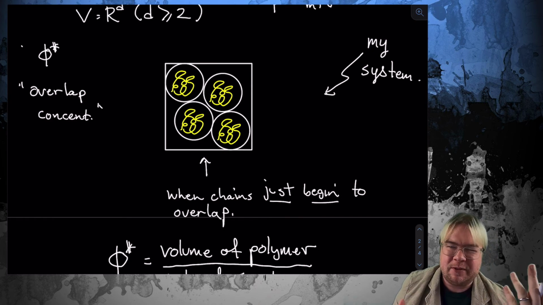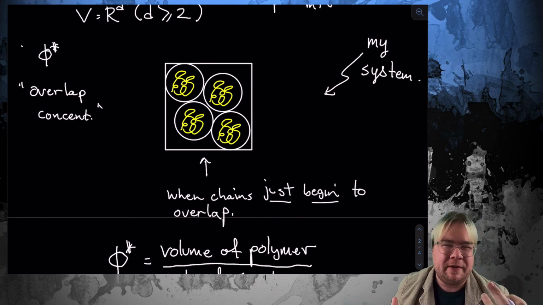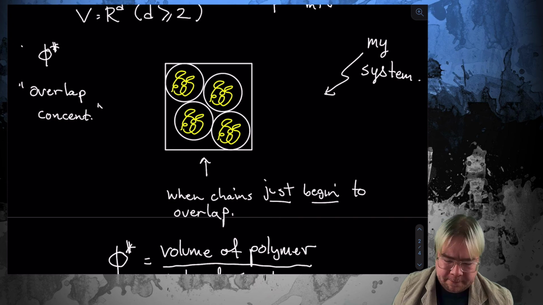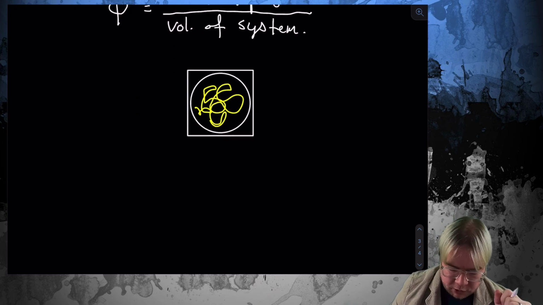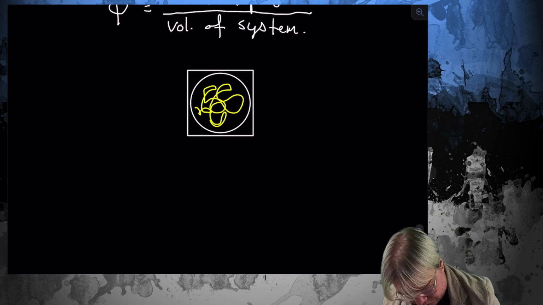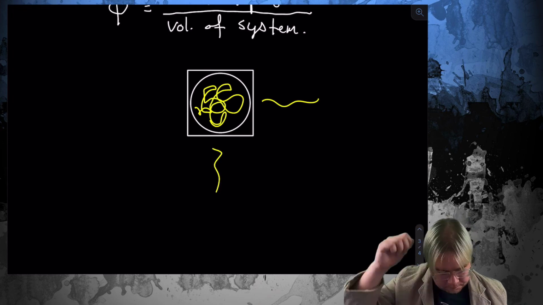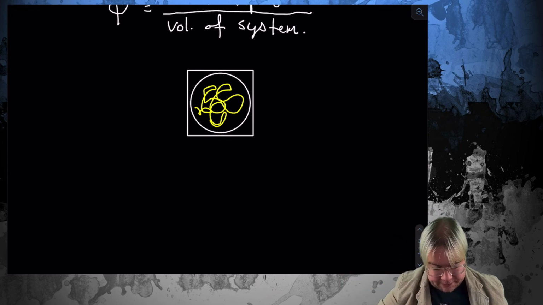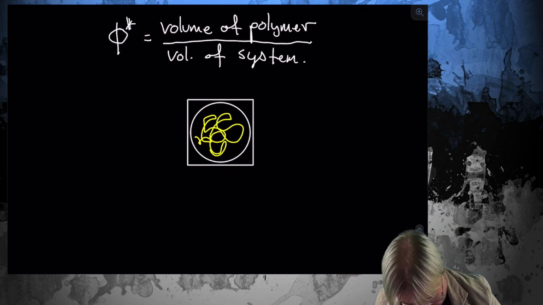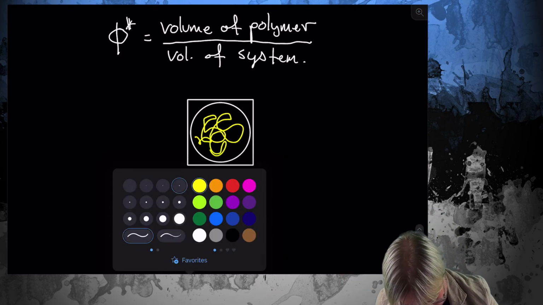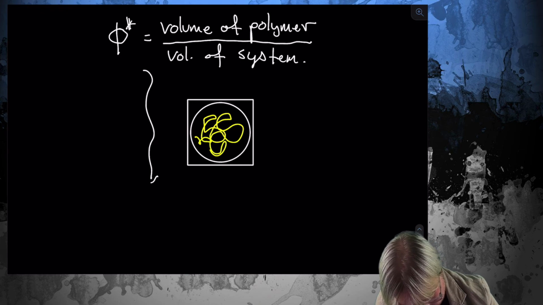But I could look at the bigger system. I'm just trying to get rid of talking about end chains, right? So I'm just looking at one chain. So this is what the system looks like at the overlap concentration. Of course, there's other chains over here and over here, but we're not going to worry about those. So if this is the case, then the volume of the polymer I can write.